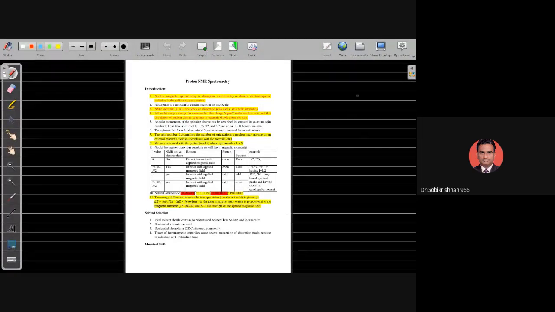Students, can you see my picture? Hello? Can you see? Yes, sir. What is there in the slide? Can you read? Introduction, sir. Proton NMR spectroscopy, spectrometry, isn't it? Yes.